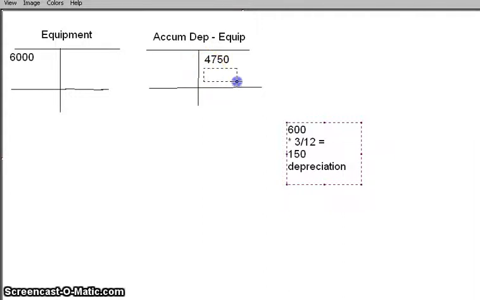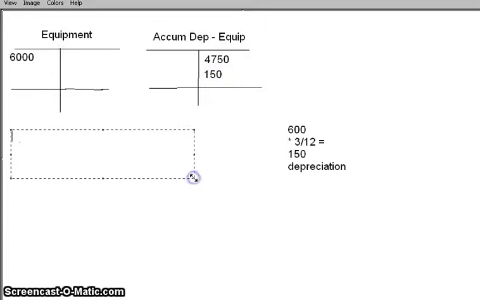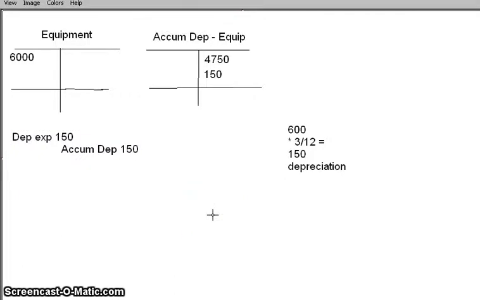Here we go. So our journal entry is going to be a debit to depreciation expense and a credit to accumulated depreciation for January, February, and March's use of that asset. That is going to be the first thing we do, to catch up on depreciation. Now we're good. We've depreciated all the way through March, and we've got $6,000 worth of equipment, and we've got $4,900 worth of depreciation at this point. I'll put the number in there.